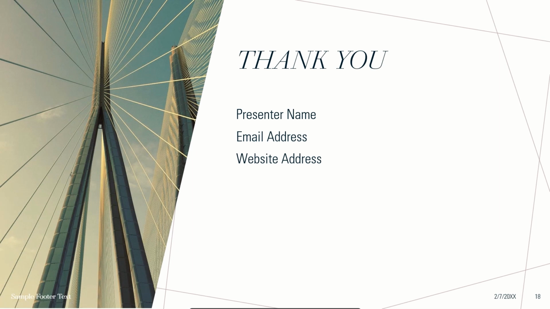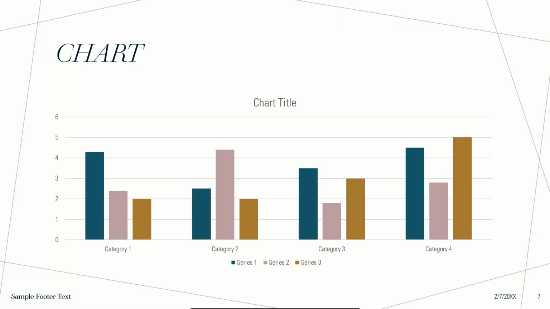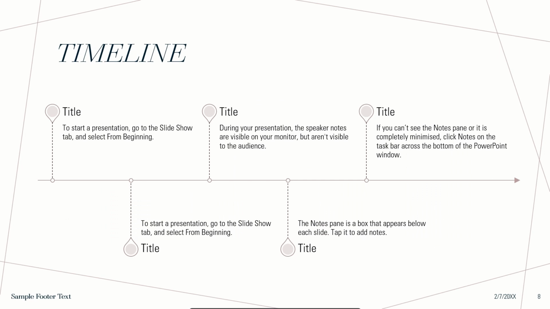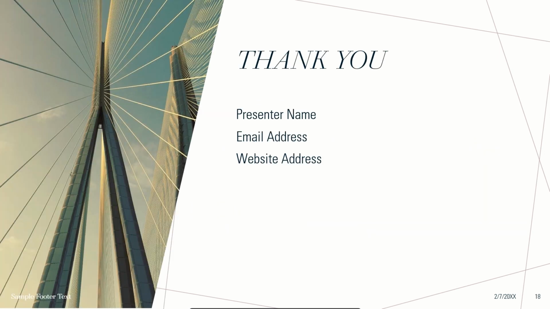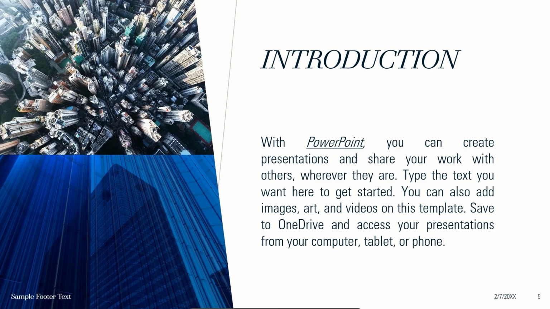If you want to jump to a specific slide, you can press that number and the enter key at the same time. So if we want to go to slide 7, we are now on slide 7. If we want to go to slide 9, we can get to slide 9. If we want to go to slide 5, we can do that as well.